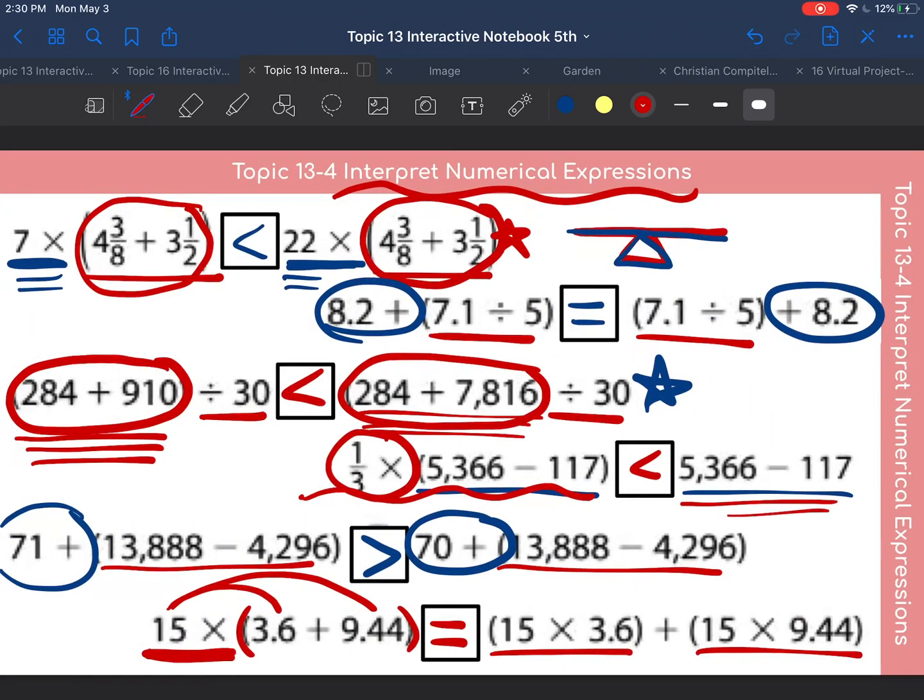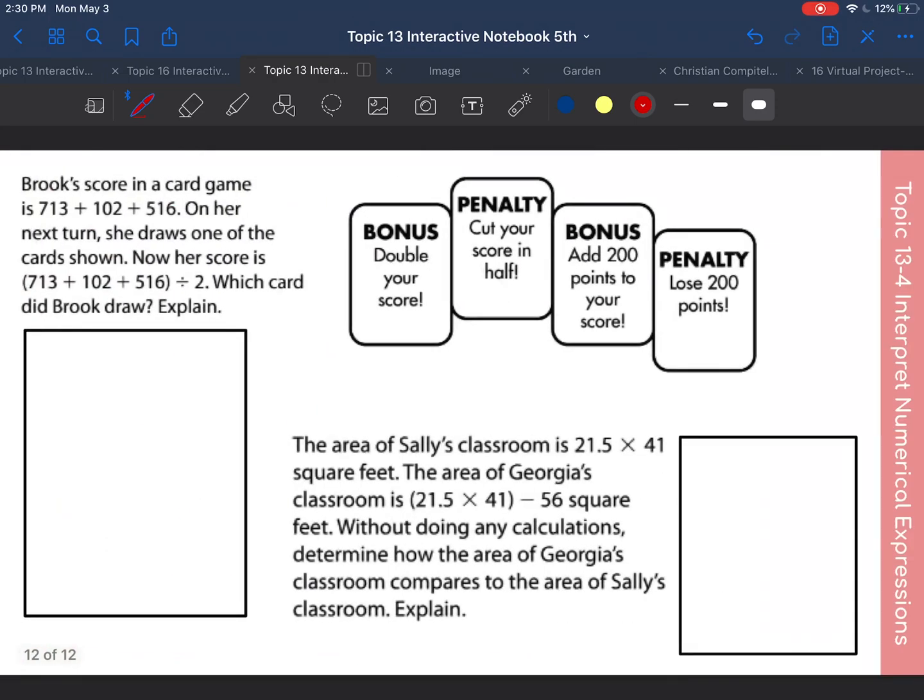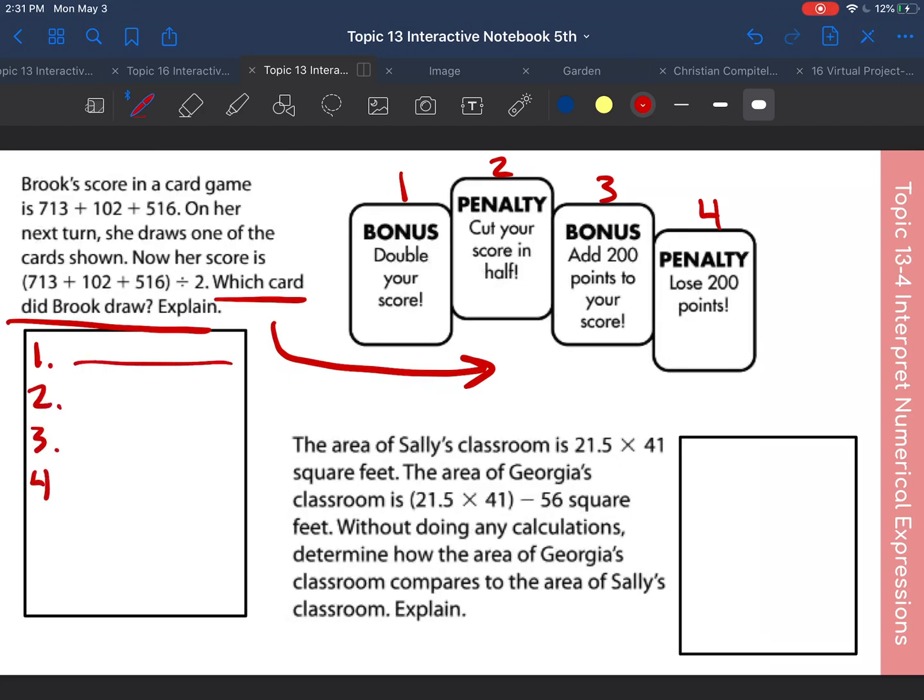All right, so what you guys are going to do, you are going to complete this next slide independently. Okay, and now the one thing I do want you to do, for this one, it says which cards did she draw? So you're going to use those cards. But I also want you to do something else. The cards that you didn't use, okay, so if I'm going to label these cards 1, 2, 3, and 4, what I want you to do is write what this expression would look like for all of those cards.